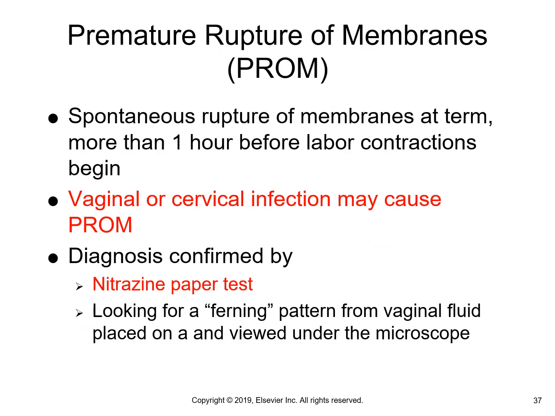Okay, premature rupture of membranes, or your PROM, which is different than your AROM earlier, right? Your artificial rupture of membranes. This one is premature rupture of membranes. So this one is a spontaneous rupture of membranes at term more than 1 hour before labor contractions begin.